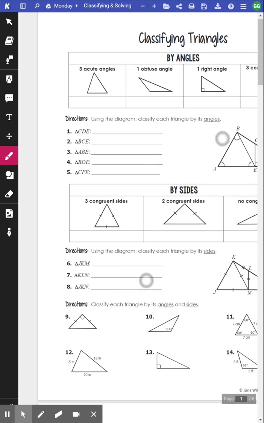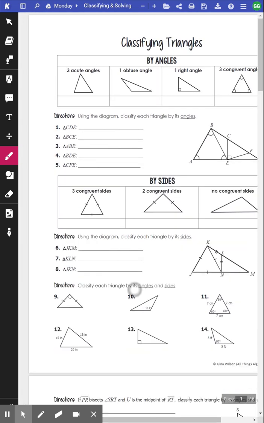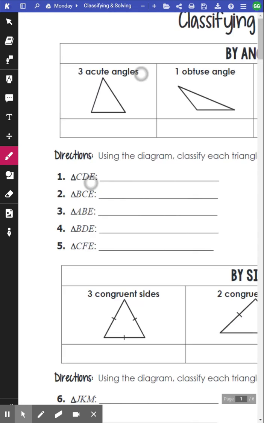All right, we're back to our lessons, class. This one shouldn't be too difficult. Let's see what we got here. We're going to be classifying triangles. We're in our triangle unit now. This is our first chapter, how to classify them. And it's going to be pretty basic, okay?